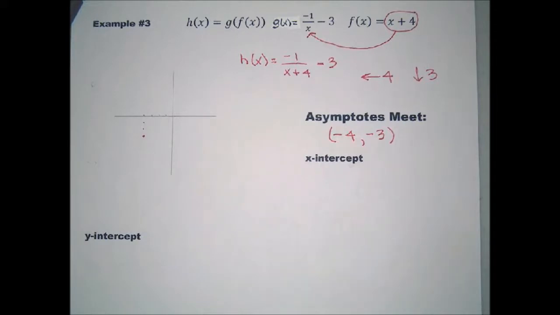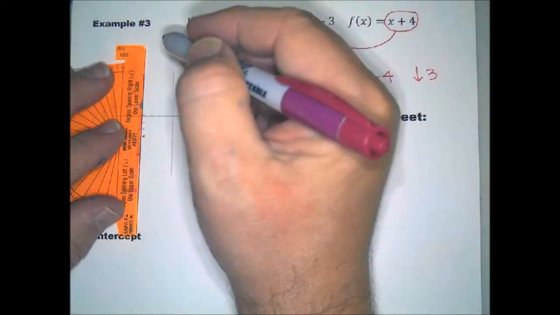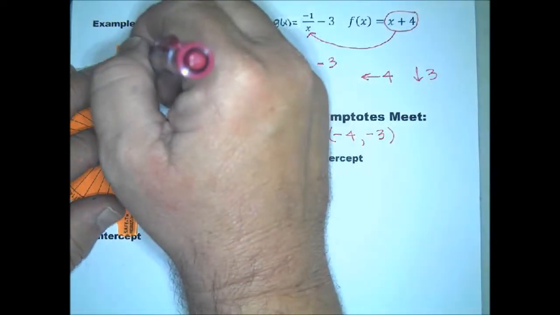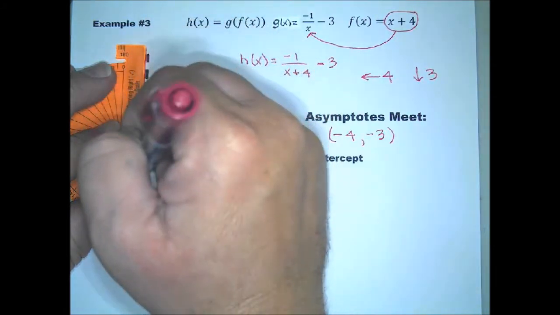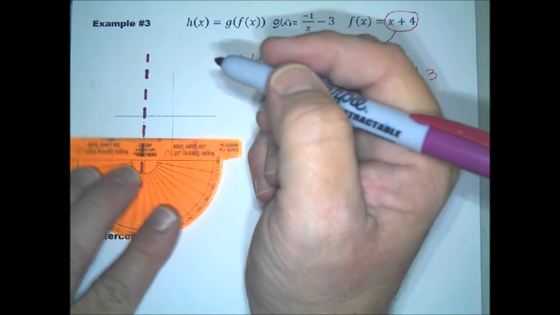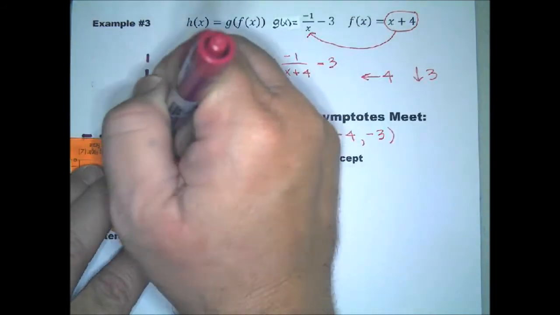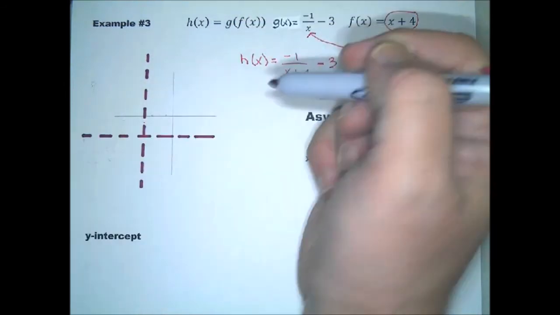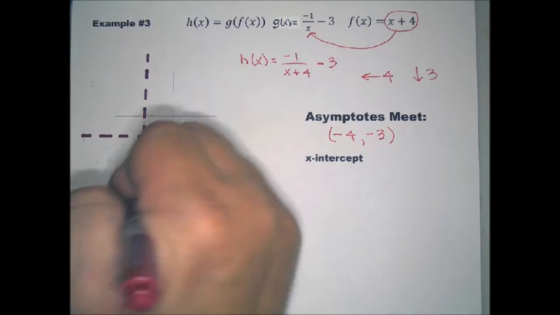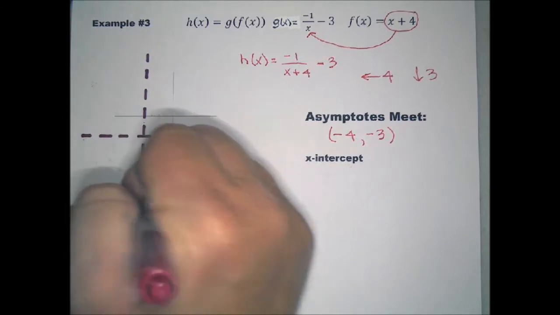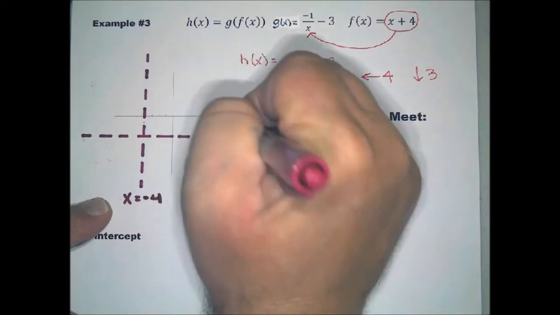So I'm going to draw those vertical and horizontal asymptotes. Here's the vertical one. And here's the horizontal one. Now the equation of those asymptotes, the vertical one is x equals -4, and the horizontal one is y equals -3.